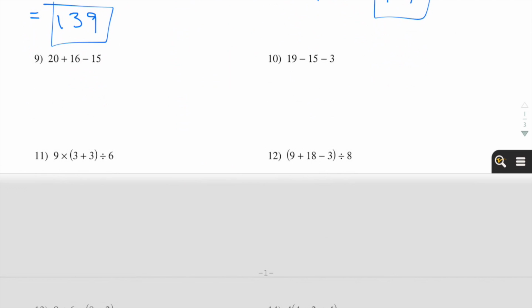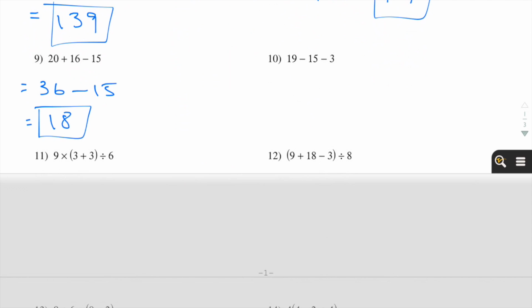So go through the order of operations: parentheses, no; exponents, no; multiplication or division, no; addition or subtraction, yes. Because we have both addition and subtraction, the best practice is just to go left to right. So we do 20 plus 16, which gives us 36, minus that 15. When we subtract 36 minus 15, we end up getting 18 as our final answer.